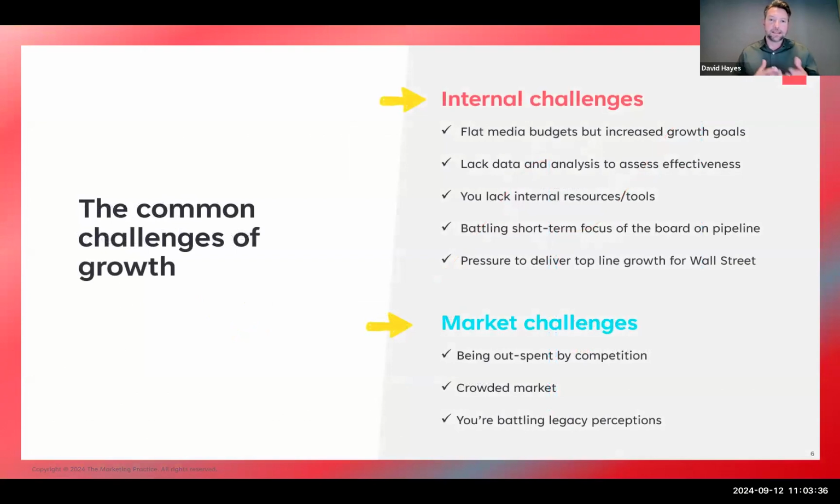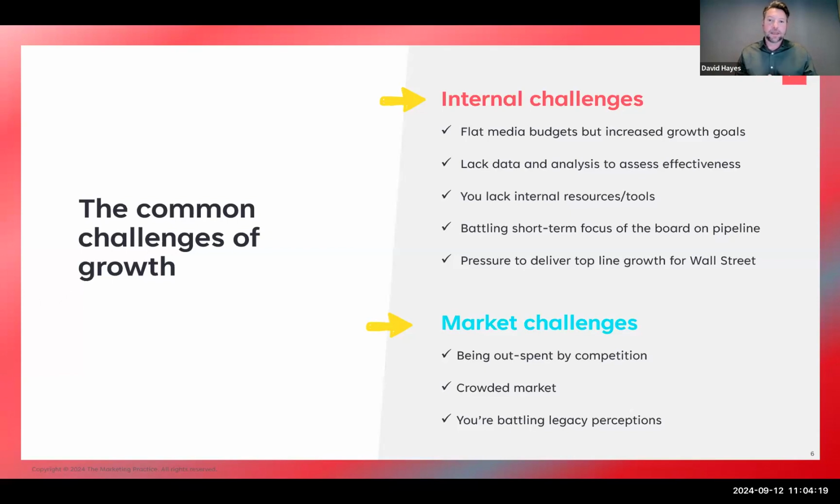Now, there's a lot of challenges that play into why these dynamics occur at this state of an organization's growth cycle, and it's a combination of internal and marketing challenges. From an internal perspective, typically we see a lot of budgets becoming flat for economic reasons or for the organization's investment strategy. We see a lack of data and analysis to assess effectiveness of the marketing that they're operating. Typically, they might be strained with lack of internal resources or the appropriate tooling that they need. And then they've got the typical business pressures where they're battling short-term focus from the board on pipeline, while also having to look at the pressure to deliver top-line growth for Wall Street.